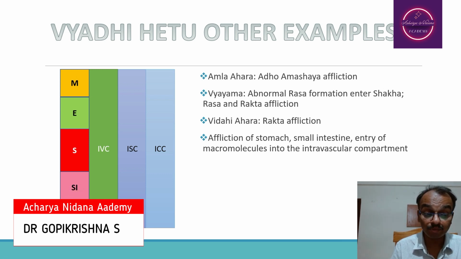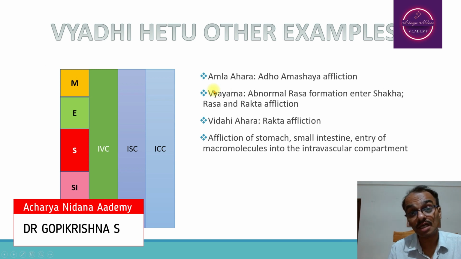The same may be entering into the large intestine. In that particular sense, the digestion may be impaired. In that way, the rasa formation may be defective, that is, abnormal rasa formation. Thereby, rakta affliction may be possible. How can rakta affliction be possible? Because of doing vyayama, the muscular activities are going to increase, which in turn is responsible for abnormal lactic acid formation. So thereby, rakta affliction may be possible.